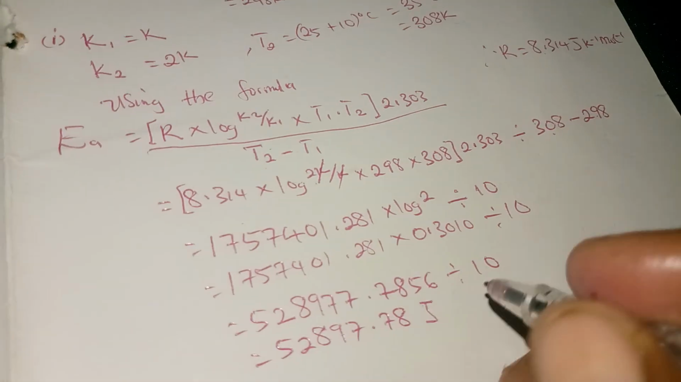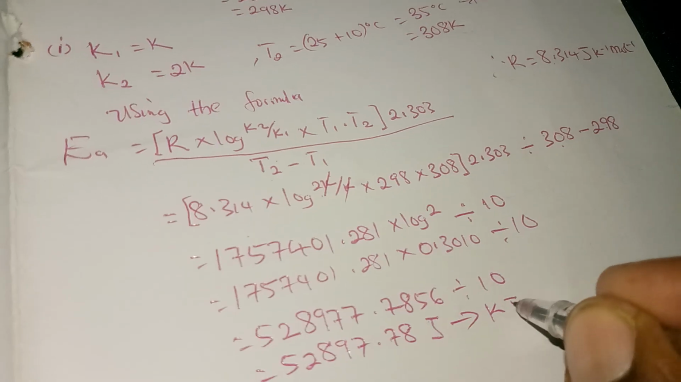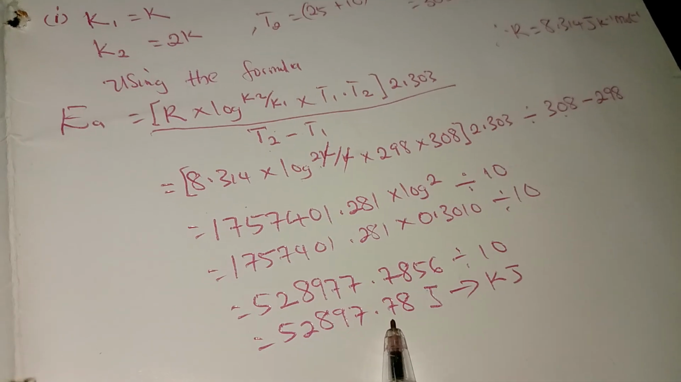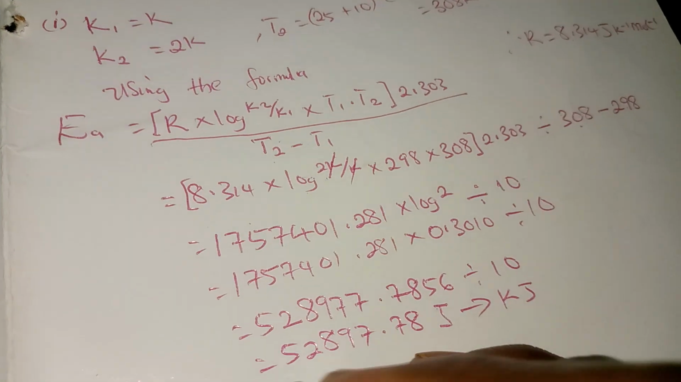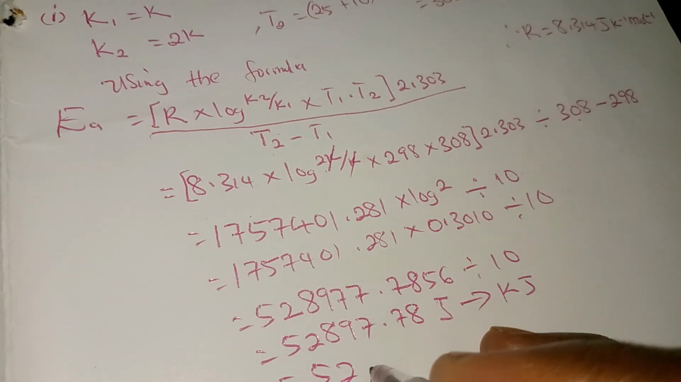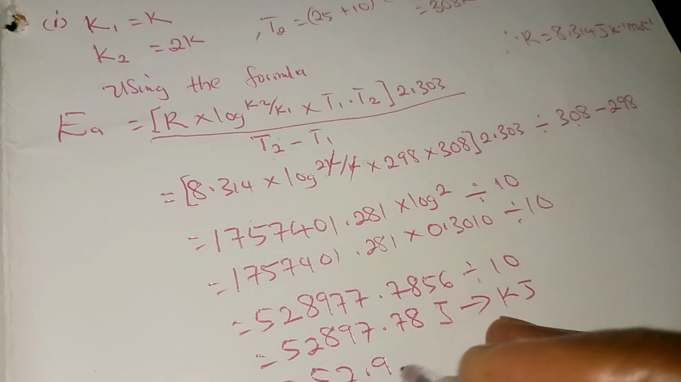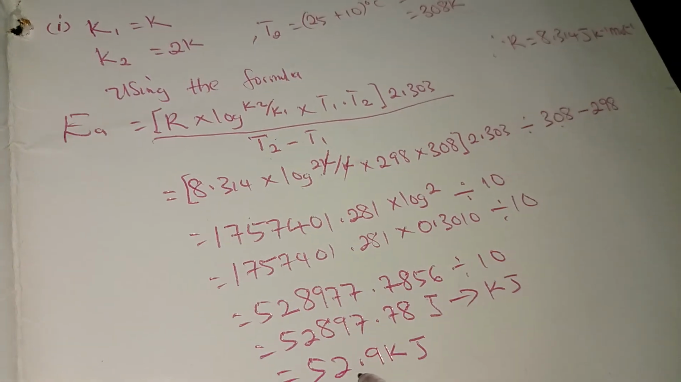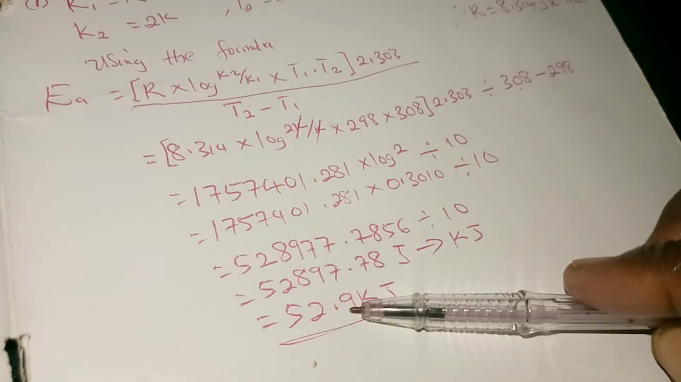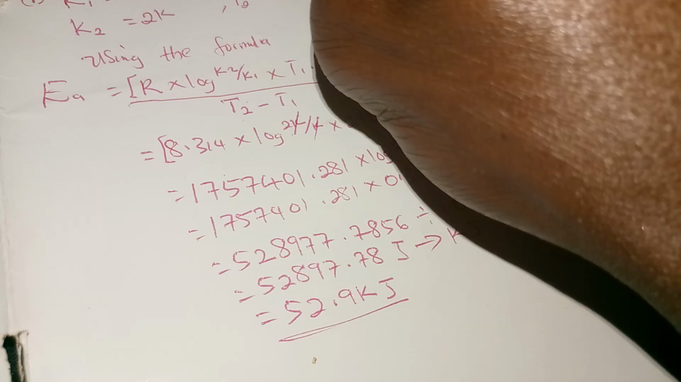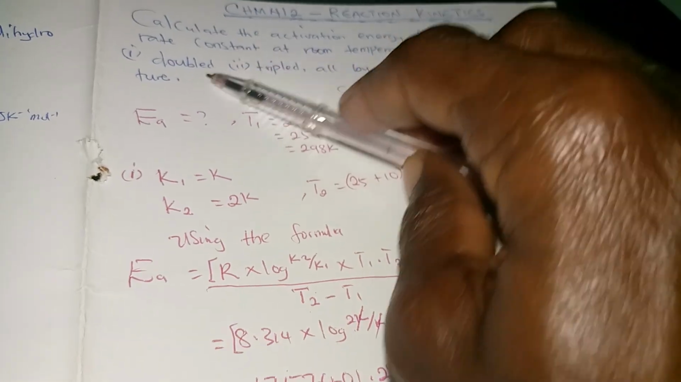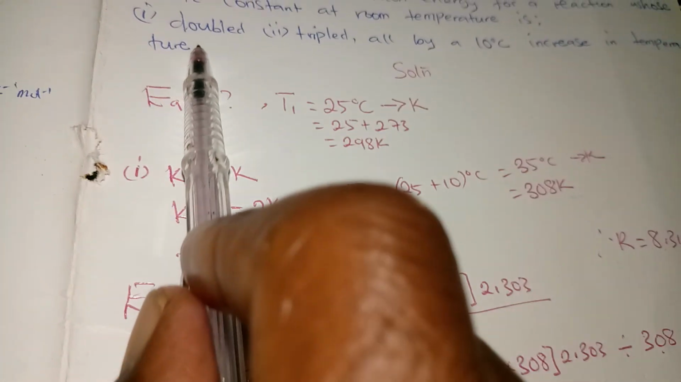You can stop here, but if you choose to take your answer to kilojoule, then you divide this by 1000. If you divide this value by 1000, what you are going to have is 52.9 kilojoule. This is your activation energy when the rate constant is double. Do you understand it?